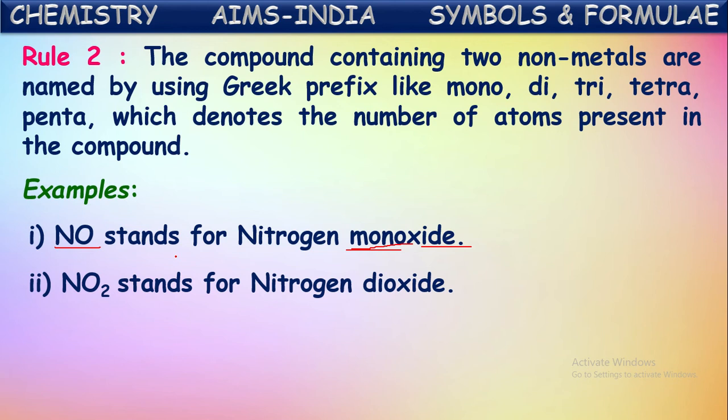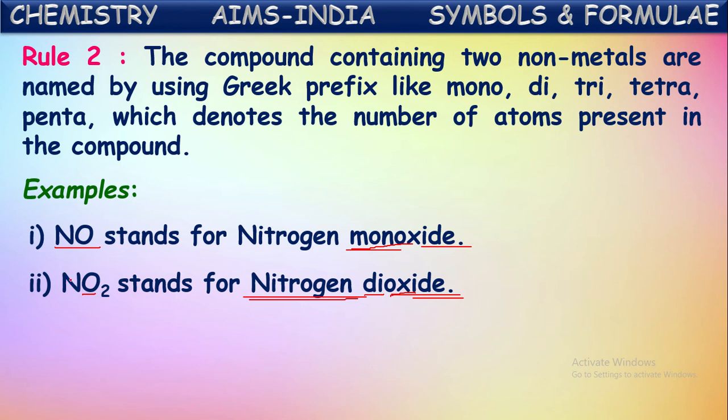NO2. This is a compound formed between two non-metals, nitrogen and oxygen. So the first non-metal name, nitrogen, is written. Then the second non-metal, oxygen, is written, and at the end of this second non-metal's name, ide is attached by eliminating a few letters. Now it became nitrogen oxide. At the same time, how many atoms are present should also be mentioned by using Greek prefixes. Here there are two oxygen atoms, so that can be mentioned with di. Now it became nitrogen dioxide.